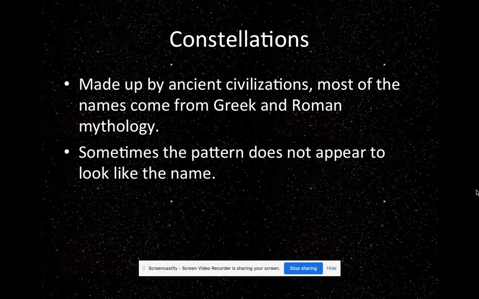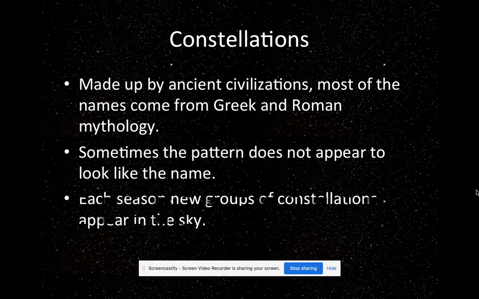Sometimes the pattern looks pretty close to what the name represents. Sometimes it is totally off, which you're probably going to laugh at a few of these. And again, every season you're going to get a new group of constellations. Sometimes the seasons overlap, like right now we can see wintertime constellations as well as some springtime constellations, and we always see the circumpolar constellations.